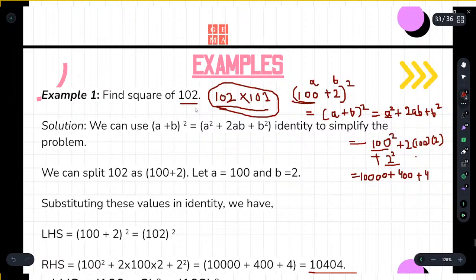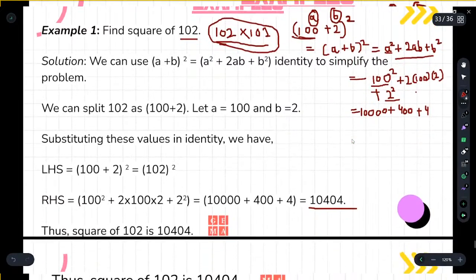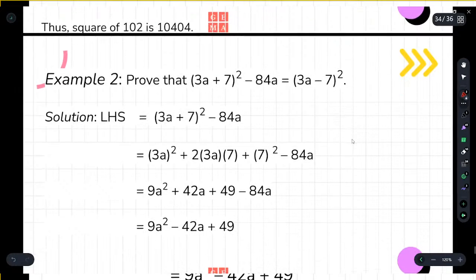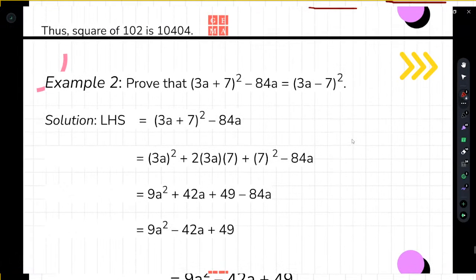Instead of 102, we can write this as 100 plus 2. And we have got this in the form of a plus b to the power 2: a square plus 2ab plus b square. So let's go on next to example number 2.